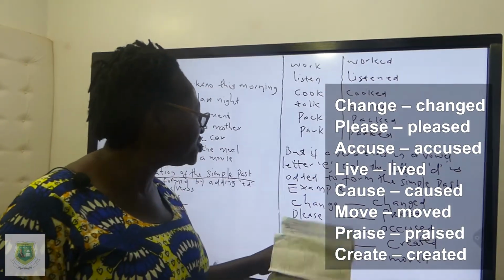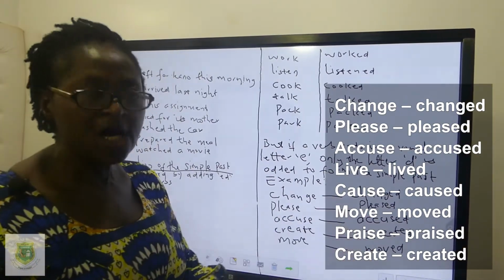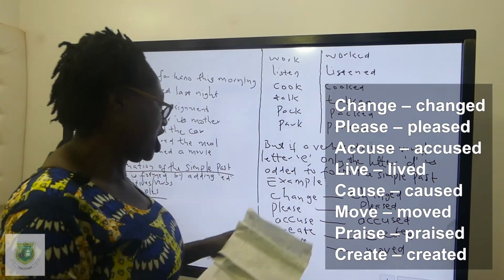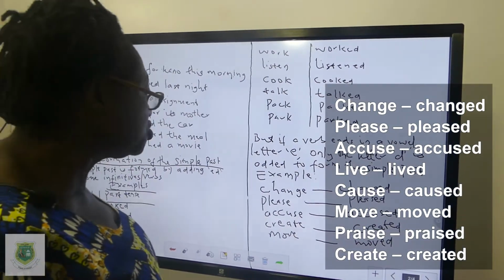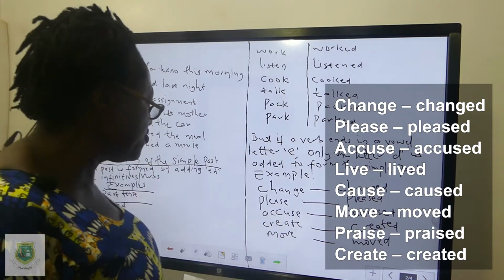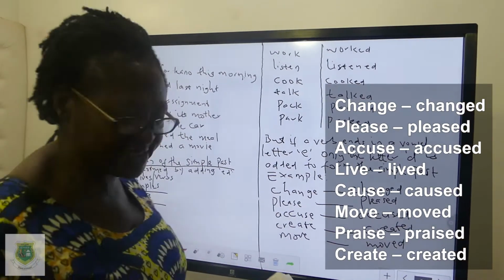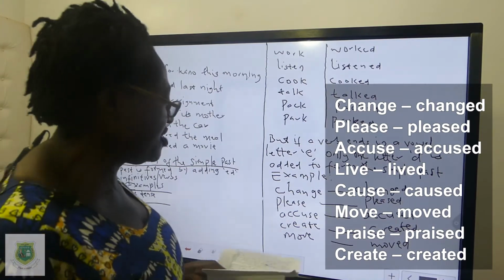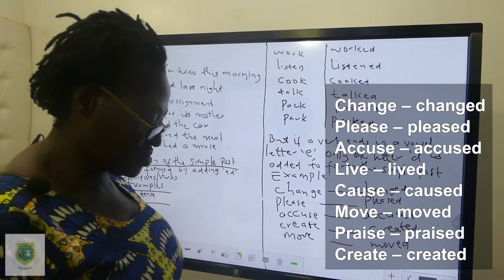Because anytime you see an infinitive or verb ending with the letter E, all you have to add to make it a simple past is the letter D. Change becomes changed. Please becomes pleased. Accuse, accused. Create, created. Move, moved. A good number of them. If I start enumerating all, we can't end this lesson today. But these ones are examples. We use them to give you examples of what we are doing. So we are going to another one.